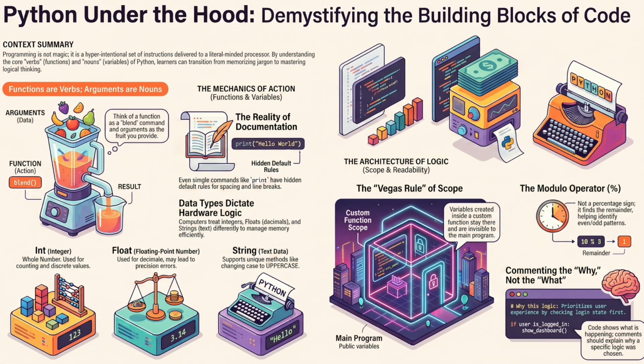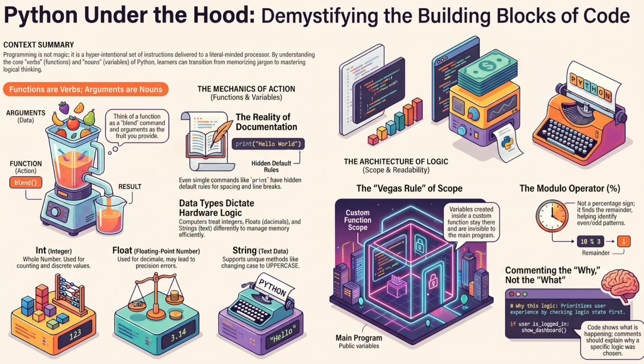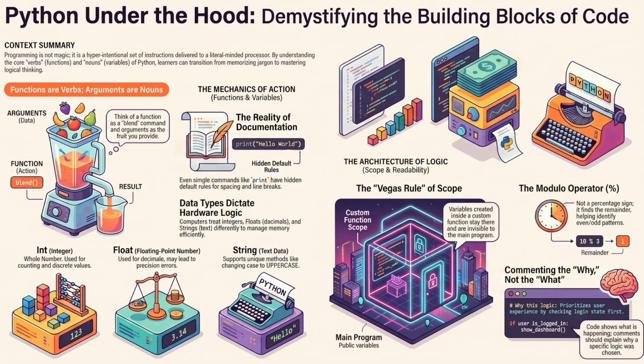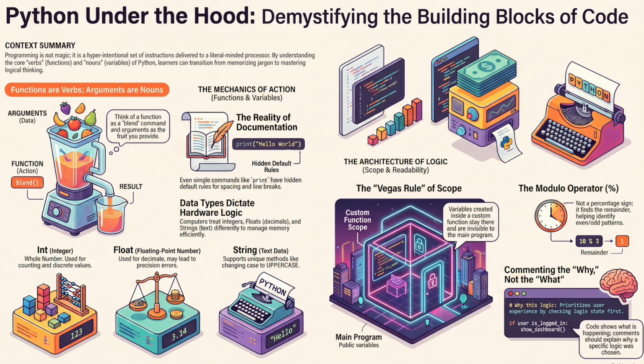Okay, but I have a critical pushback here. Sure. What is it? If I create a temporary variable inside my custom function just to do some intermediate math, does the rest of my program know about that temporary variable? Well, this raises an important question, and the answer is no. This introduces the concept of scope. Scope is essentially the Vegas rule of programming. What happens inside the custom function stays inside the custom function.